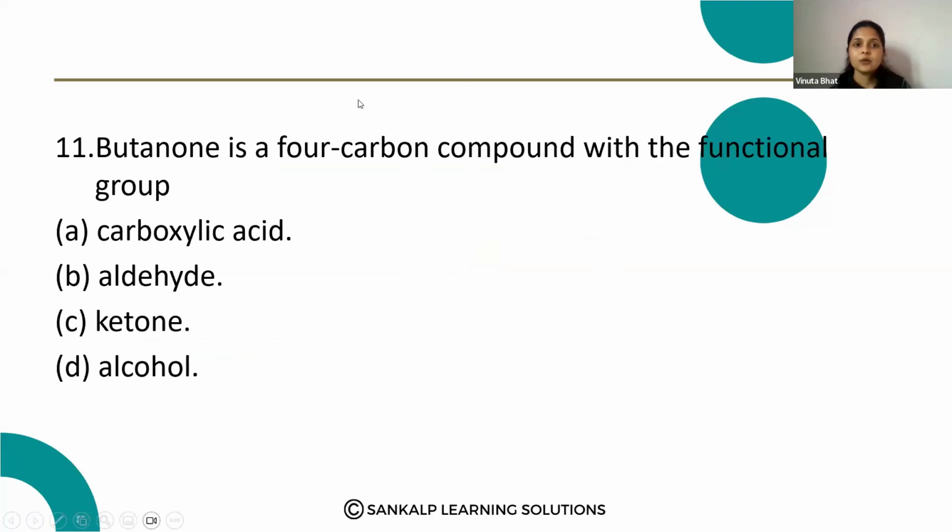Next one. Butanone is a 4 carbon compound with the functional group carboxylic acid, aldehyde, ketone, or alcohol. In the case of alcohol, it will be butanol, and for aldehyde, butanal. And if a carboxylic acid is present, it is butanoic acid. Like this it is represented. But if a ketone is present as the functional group, it is named butanone. Okay, option C, ketone, is the correct answer.